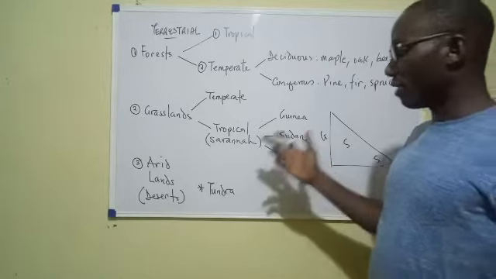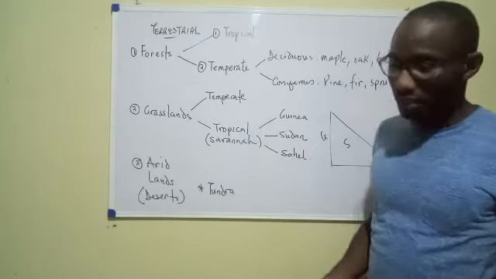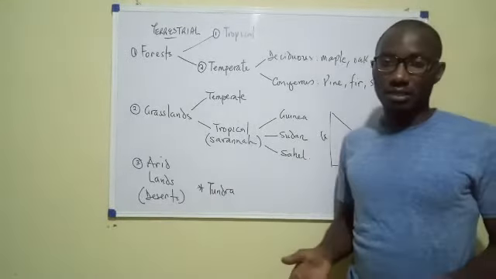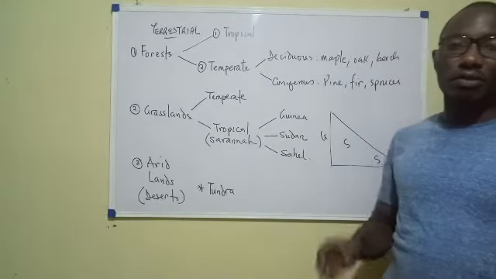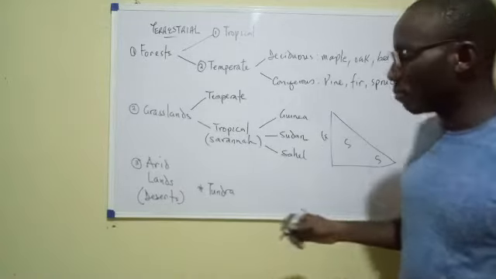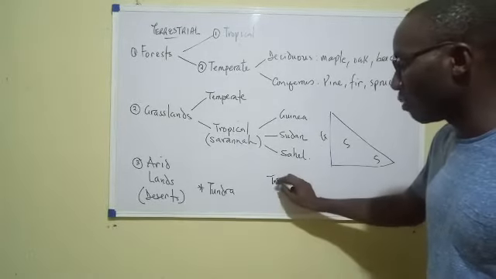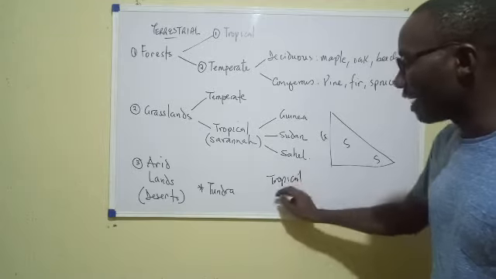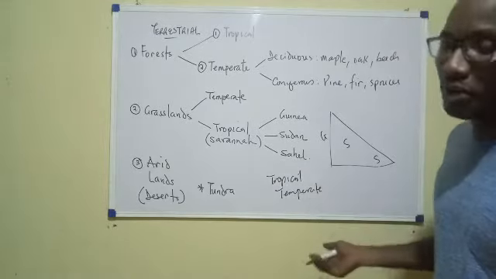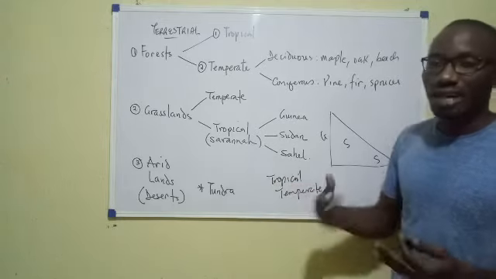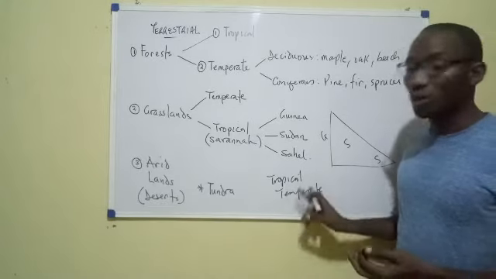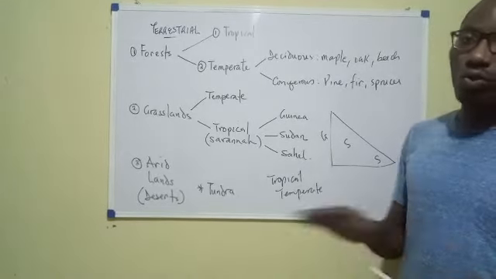Then, for the arid lands or deserts, as the name implies, they are arid, they are dry lands. You have very low rainfall and very high temperatures. These arid lands or deserts may be divided into two types, namely the tropical deserts and the temperate deserts. So you see that all the way we have tropical and we have temperate. Now the tropical deserts are hotter than the temperate deserts. In fact, the tropical deserts will be so terrible that for a whole year there's no rainfall.